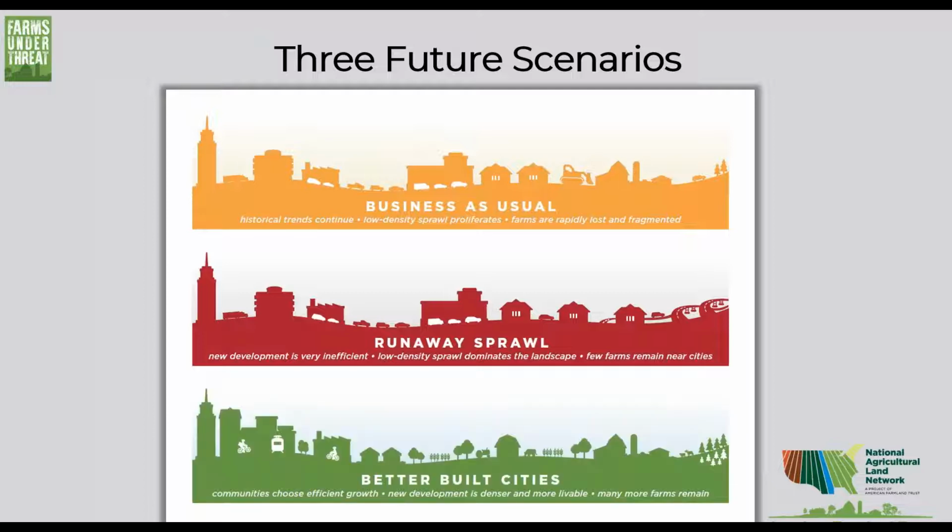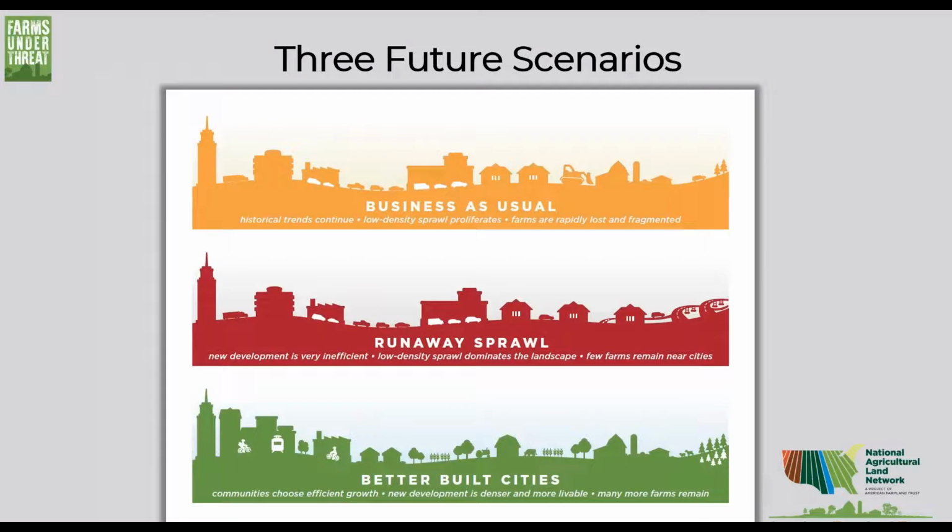Lastly, we modeled the future we hope for, better built cities. This scenario envisions successful efforts to reduce the footprint of residential and commercial and industrial development on productive agricultural land. While the scenario still results in the conversion of some land, it envisions a future with vibrant, compact cities and towns and abundant farm and ranch land to meet the needs of the future.